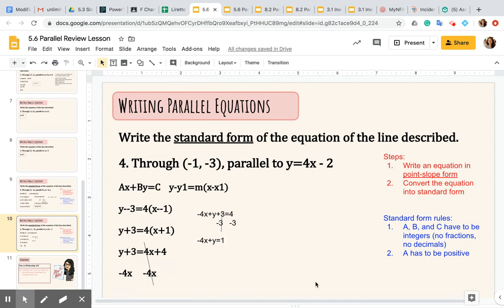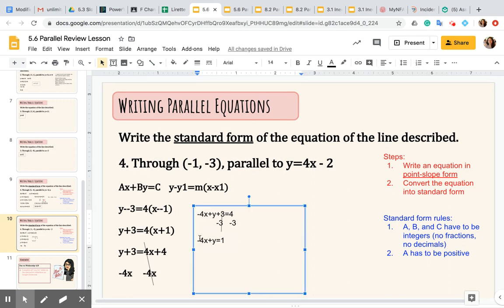So let's take a look at what we have here. It looks like all the terms are in the correct places. Let's ask ourselves, is this in standard form? Well, a, b, and c have to be integers, which they are. I don't see any fractions or decimals, but a has to be positive. So I still need to get rid of this negative here. And just like I did last time, to get rid of a negative, you're still going to multiply to every single term, but the easiest thing to multiply by here is just a -1.